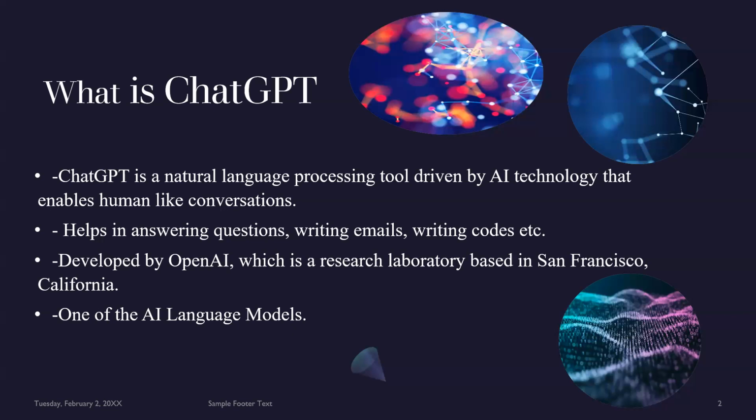There's nothing called ChatGPT as such. If you go to ChatGPT and search for ChatGPT, it says that there's no product like ChatGPT, but people are calling it ChatGPT. Actually, it is AI based, OpenAI's natural language processing tool. And this is one of the AI language models developed by the OpenAI research laboratories.